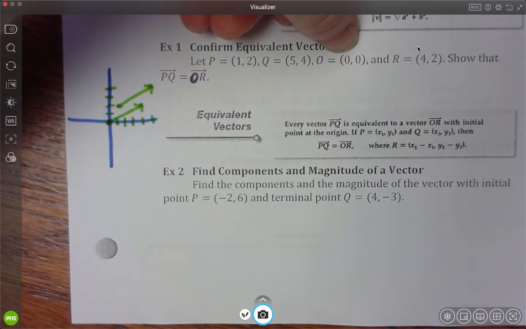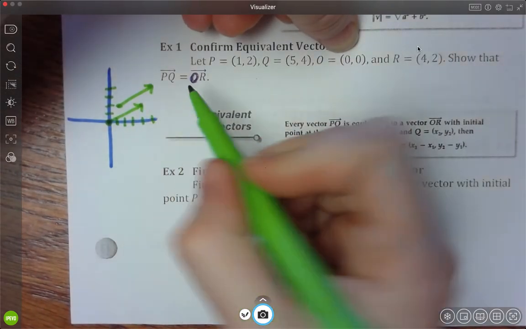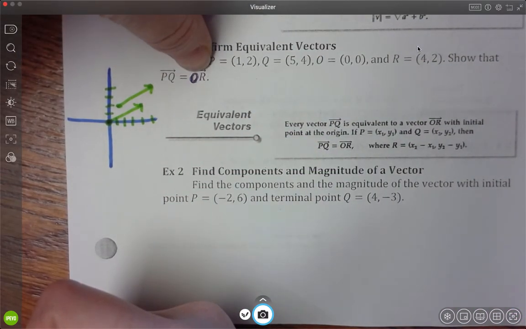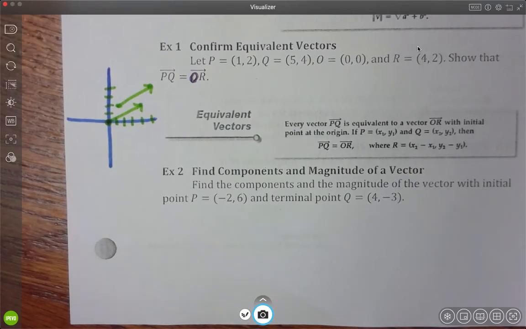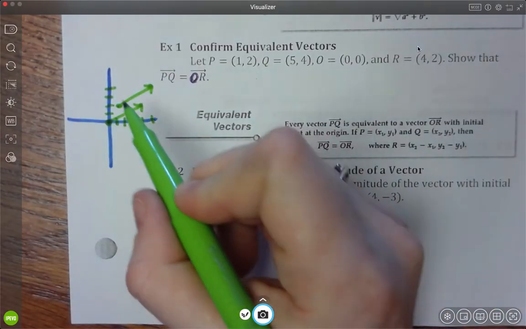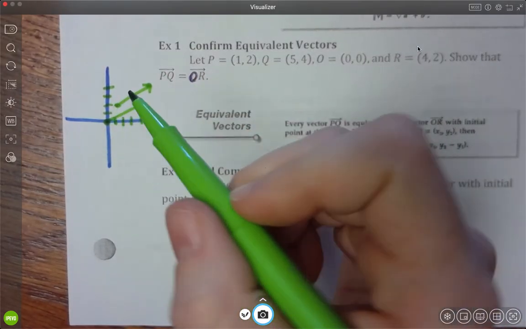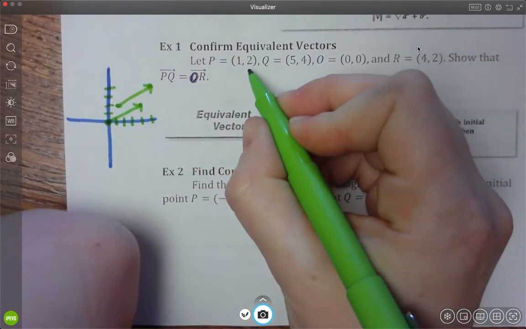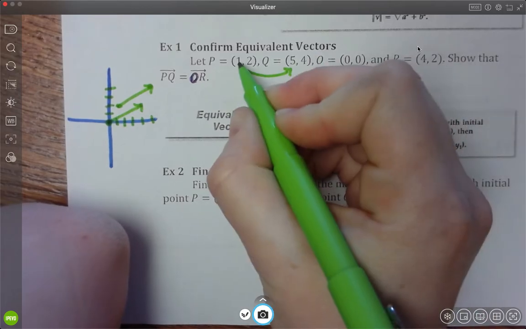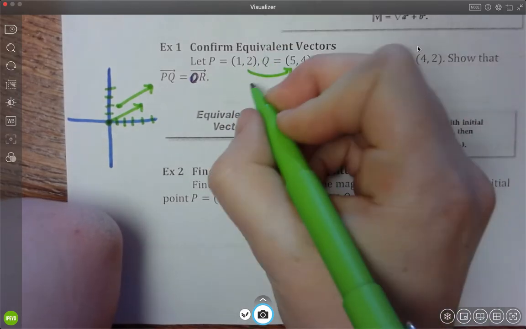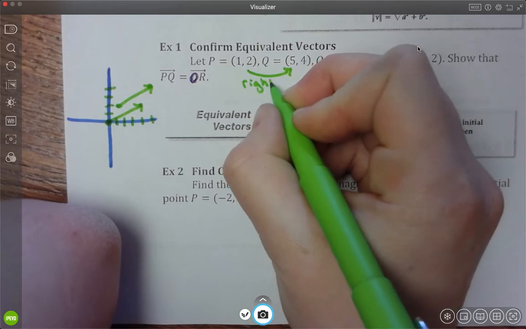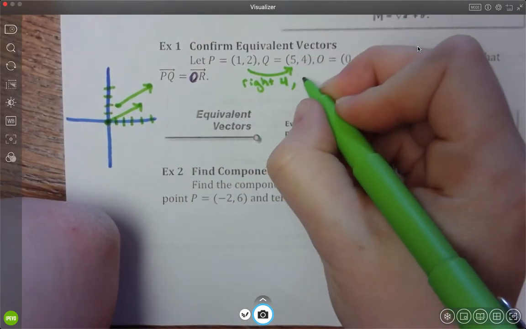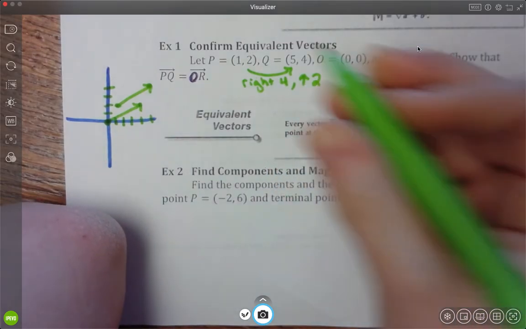And they want us to show that those two are equivalent vectors. There's a typo here. This says QR, but it should say OR. So it wants me to show that those are equivalent vectors. Well, basically, I have to determine whether they have the same length and the same direction, okay? So what I can do is look from here to here. From 1 to 5, it is going to the right 4 units, right? And then from 2 to 4, it is going up 2 units, right? From 2 to 4, up 2 units, okay?